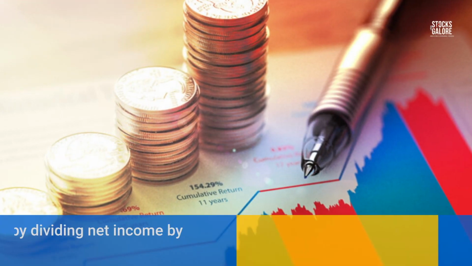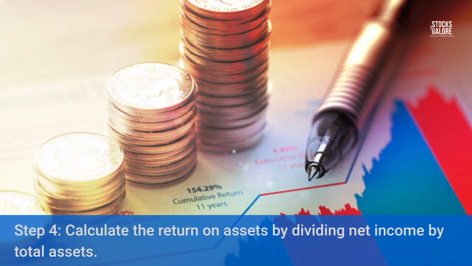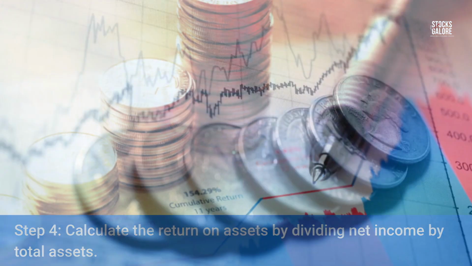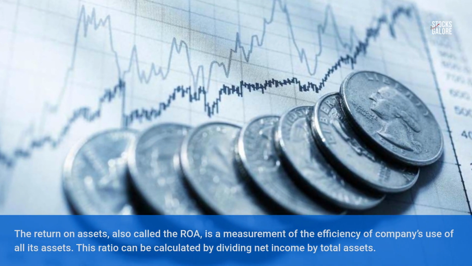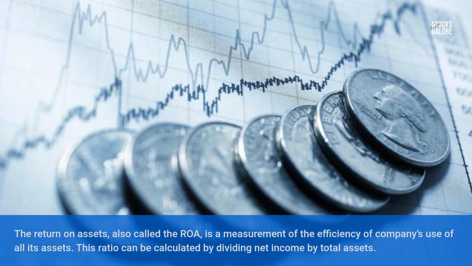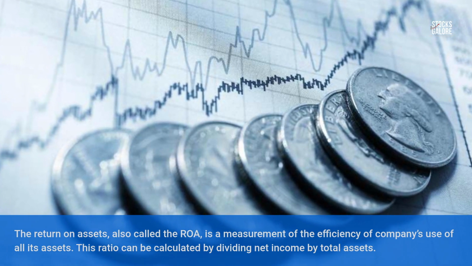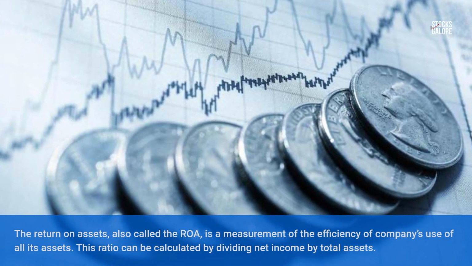Step 4. Calculate the return on assets by dividing net income by total assets. The return on assets, also called the ROA, is a measurement of the efficiency of a company's use of all its assets. This ratio can be calculated by dividing net income by total assets.